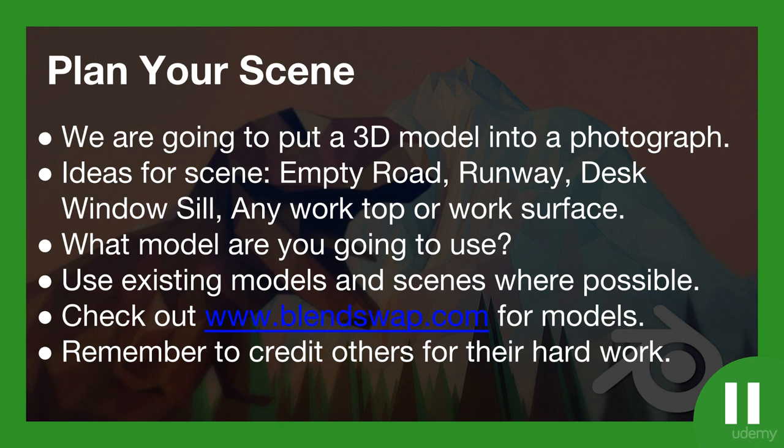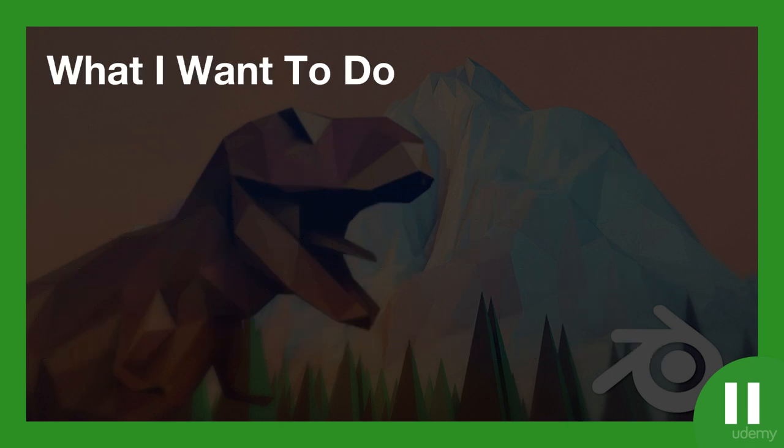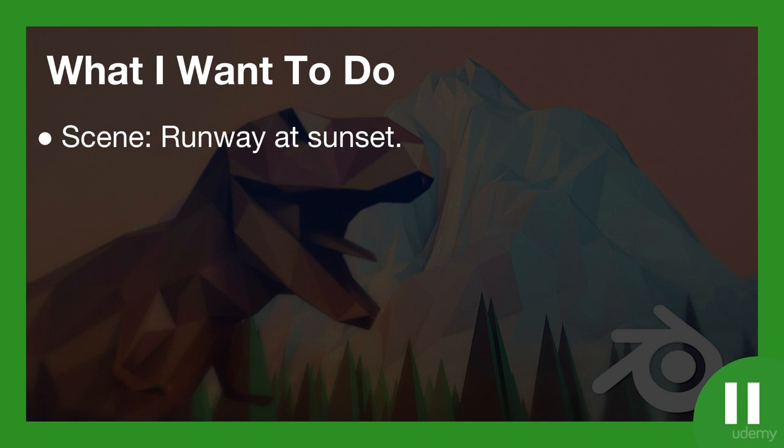Okay guys, welcome back. Did you plan your scene? How did it turn out? I'm going to go through what I've planned for my scene now, and then we'll crack on and get on with it. So what do I want to do? Well, my scene is going to be a runway at sunset. And the object, I'm going to do a fighter jet, because that's kind of cool. That's what I like, and that's what I'm going to do.